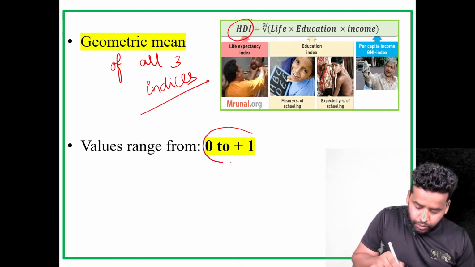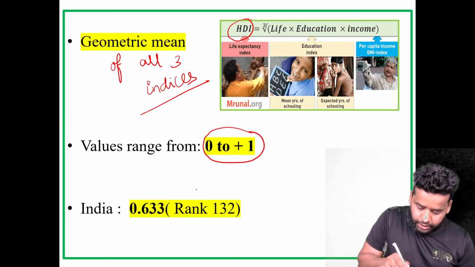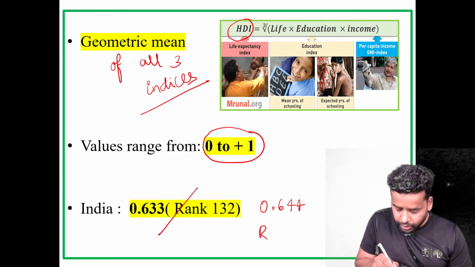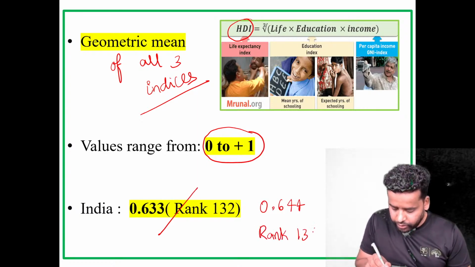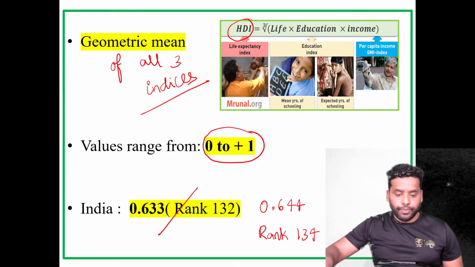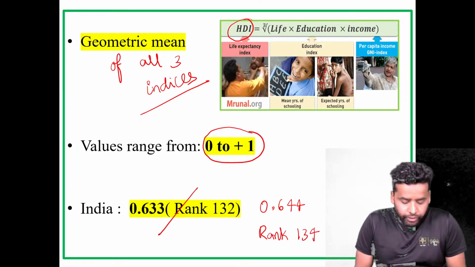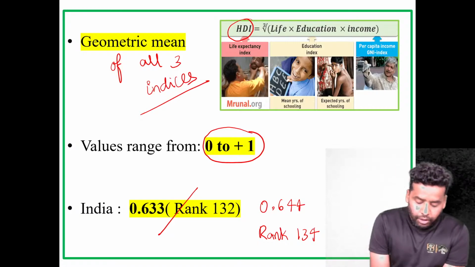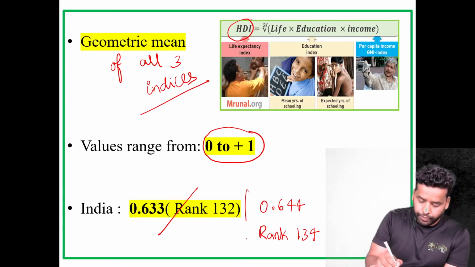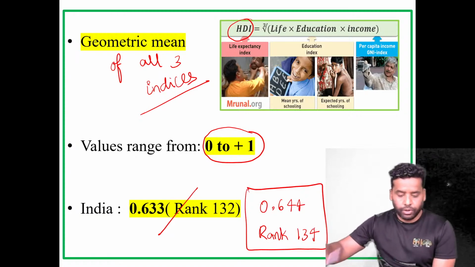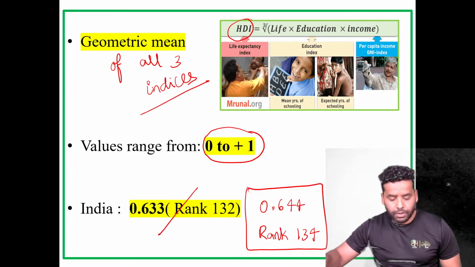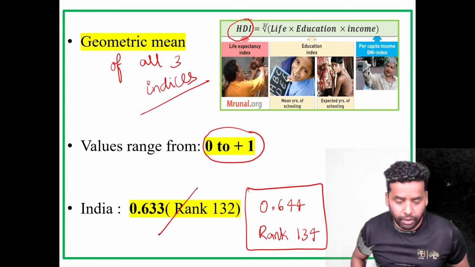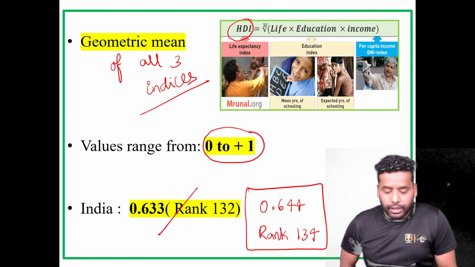HDI ranges from 0 to 1. The recent value of our country has been changed now. It is 0.644. India is ranking 134. This is the recent value. Write down this. India ranks 134. So HDI ranges from 0 to 1. When you calculate, the value for our country is 0.644. Rank 134. So the value is improving, but the rank is coming down because relatively other countries are also improving in a better way. Like that, they calculate HDI.